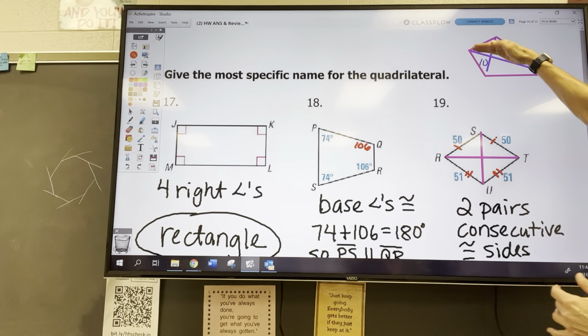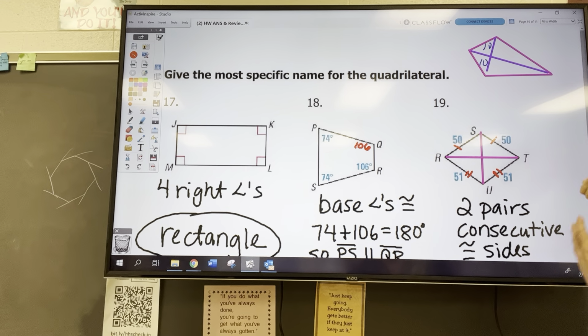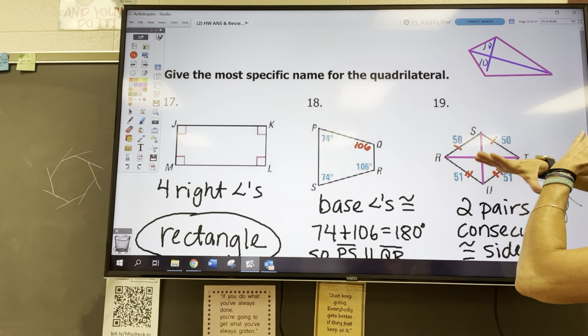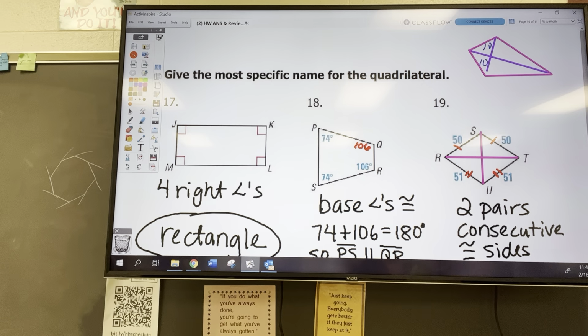So these diagonals in a kite are perpendicular, but they are not bisected, right? This is not a parallelogram. This one, however, the one that connects the two angles that are congruent, that diagonal is bisected. So if the measure of this segment is 10, the measure of this one is also 10. I think that is it.